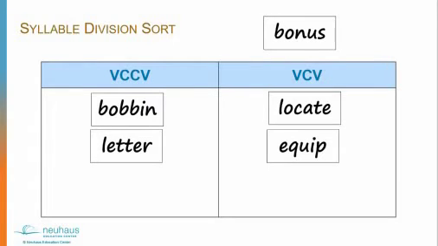Finally, we see 1 consonant between 2 sounded vowels. So this word has a VCV pattern. It is bonus.